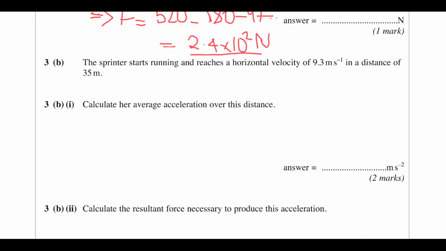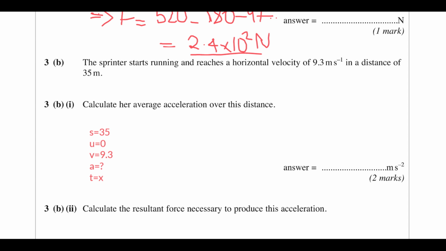Sprinter starts running and reaches horizontal velocity of 9.3 meters per second in a distance of 35. Calculate her average acceleration during that. So this looks an awful lot like a SUVAT equation. So we've got a displacement of 35. She's going to be initially stationary. Final velocity is 9.3. Acceleration is what we're trying to find out, and time we don't know. So that's the information we've got to solve this question.